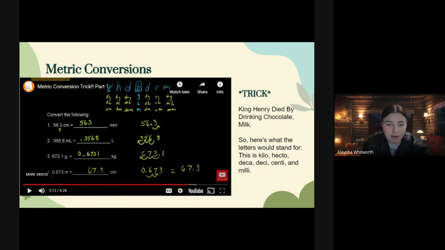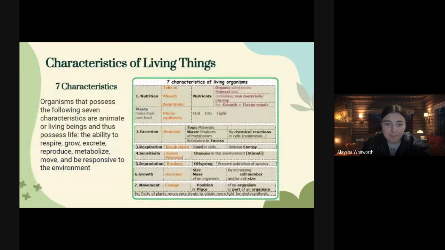Milliliters compared to liters, milli. So you would end up moving it 3 decimals to the left. And again, you have to keep the King Henry died by drinking chocolate milk all in order for it to work. Check out that video if you need a little extra help before you take your final.